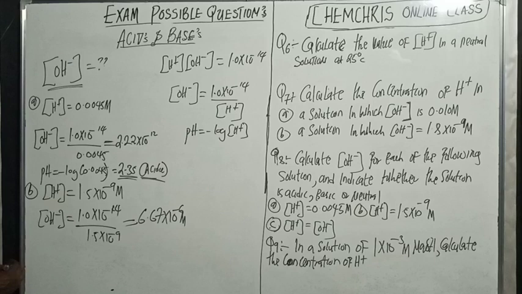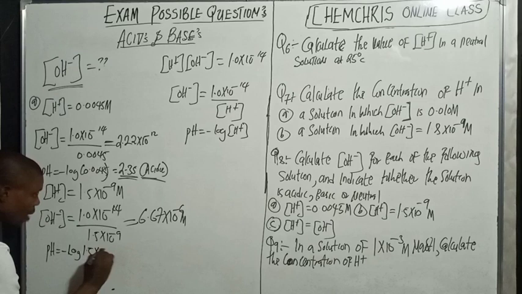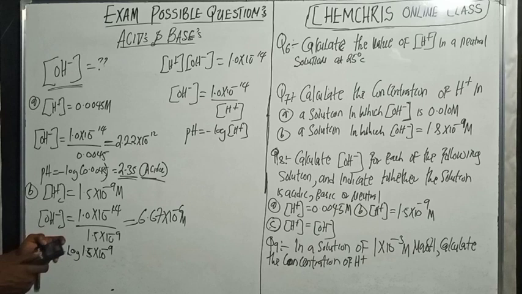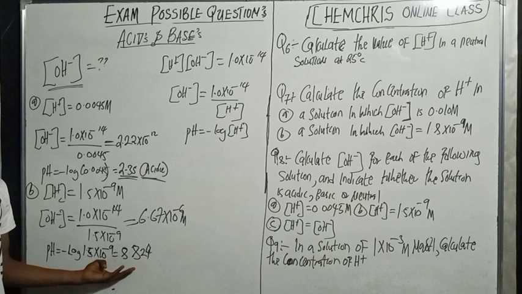For him now, I want to calculate the pH. So pH is equal to minus log of 1.5 exponential minus 9. Okay. So here we have shift log minus 1.5 exponential minus 9. So here we have 8.824. Right here. So is this basic or acidic? 8.824. Is it basic or acidic?